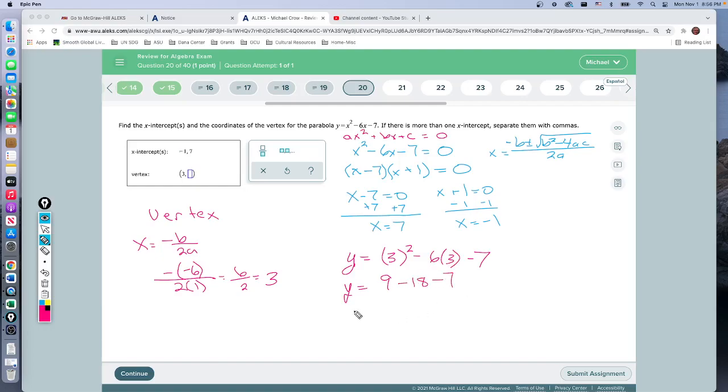And minus 7. Going by order of operations, we go from left to right. So 9 minus 18 gives us negative 9, minus 7. Since they're both negative, you add them. 9 plus 7 is 16, and since they're both negative, it's negative 16. So the vertex is x is 3, y is negative 16. And that's how we do number 20.